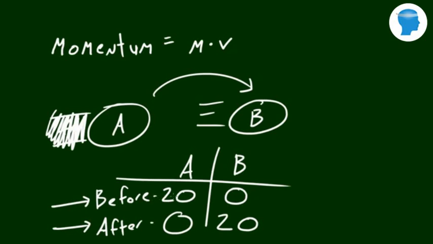So before this event, ball A had all the momentum, which is 20, and the total system had a momentum of 20, and after, even though the momentum shifted from ball A, it still had the same amount of momentum. All the momentum was conserved. So I think you guys finally understand the conservation of momentum.